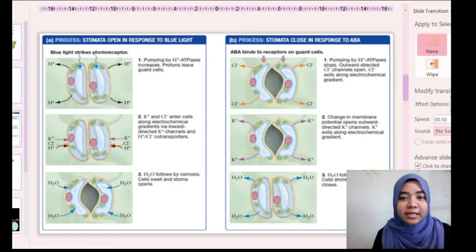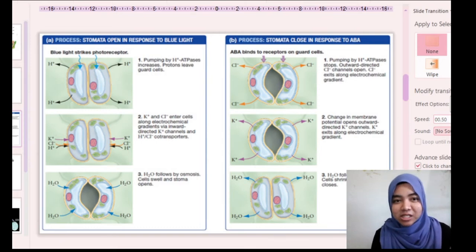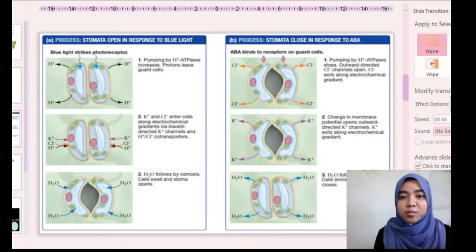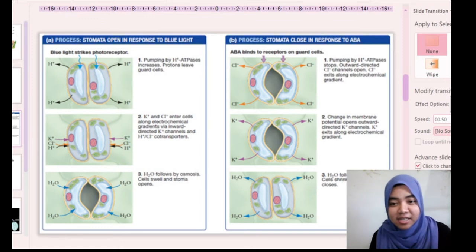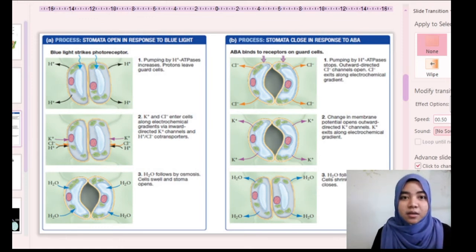So as you can see, this is the process for opening the stoma, and this is for closing the stoma. They just have 3 processes each for opening and closing. I hope all of you can memorize and understand it. Okay, what actually affects the stoma opening? This is the answer: it responds to blue light.